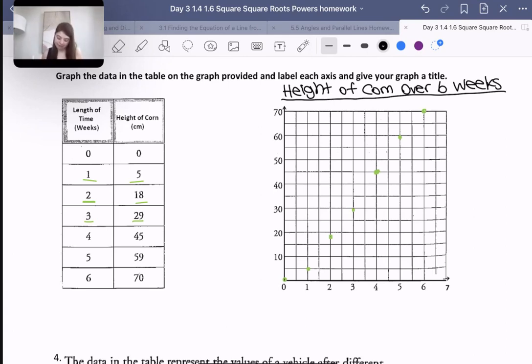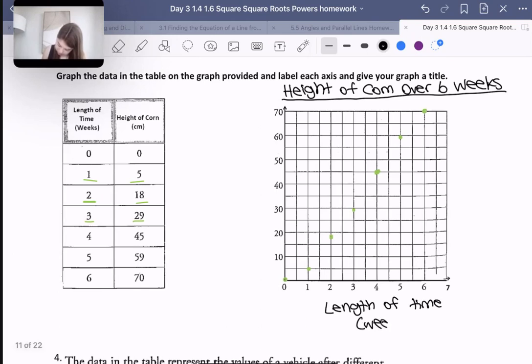Okay, and then over here, I'm going to say this is our length of time in weeks. And over here, this is the height of the corn in centimeters, like that. Very good.